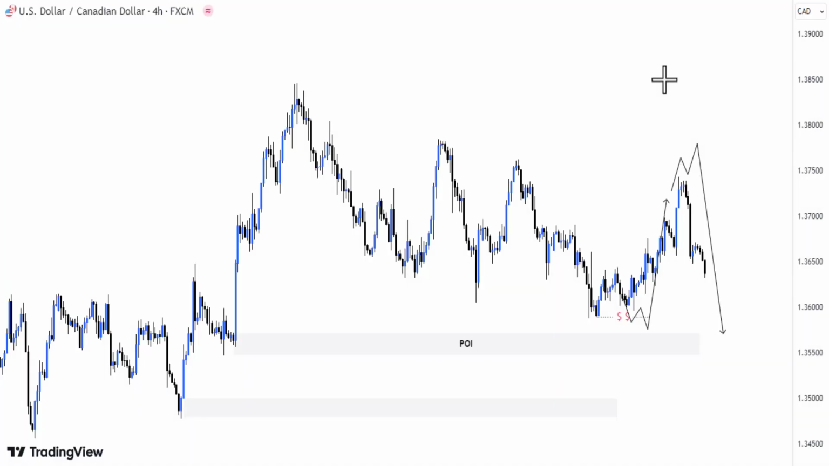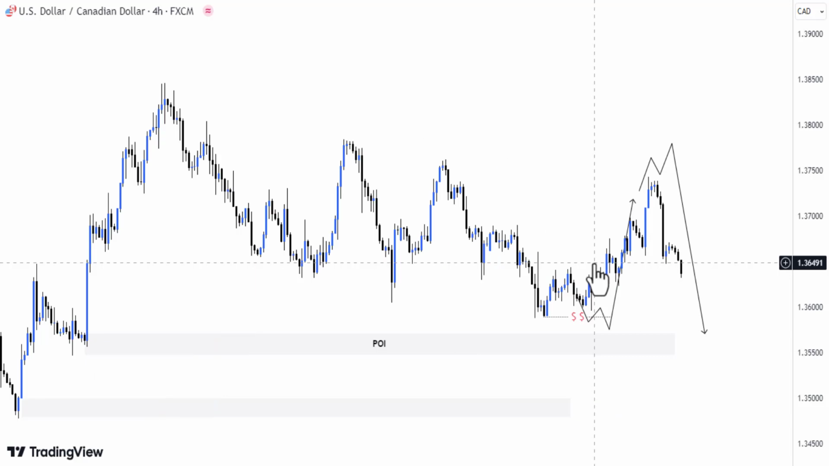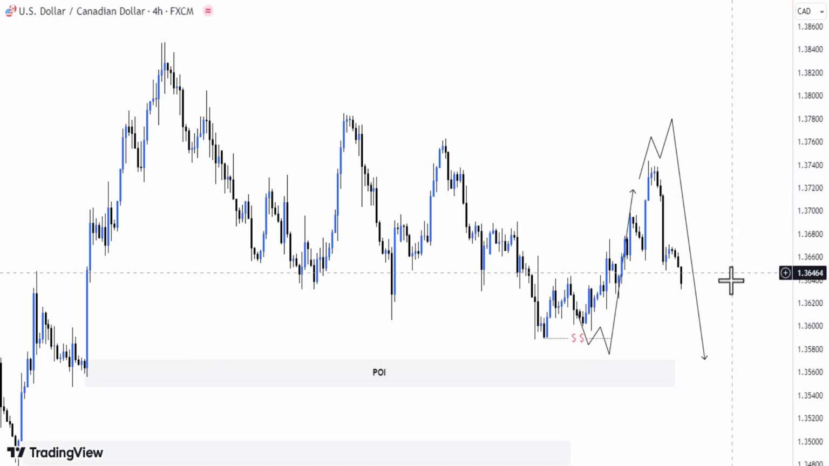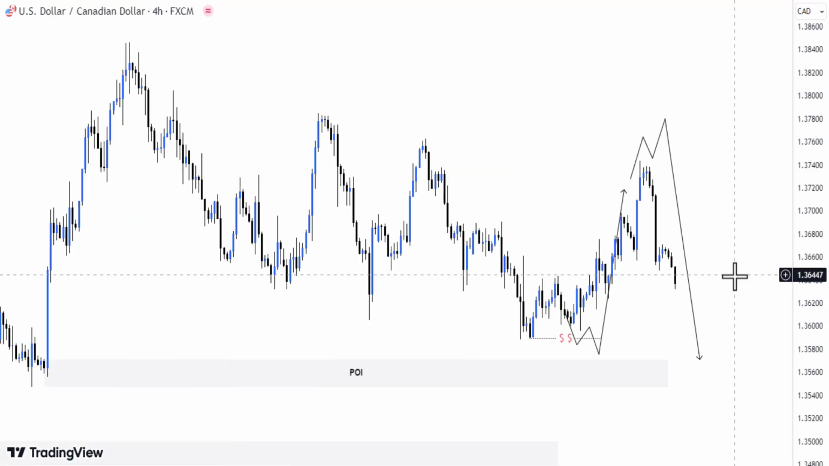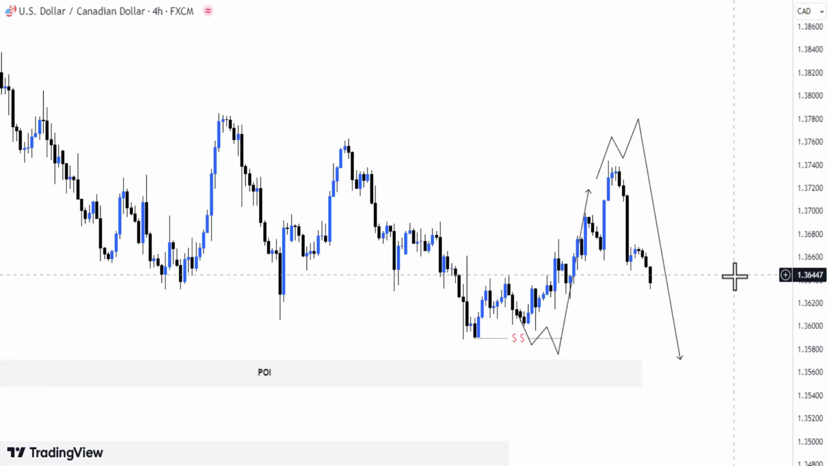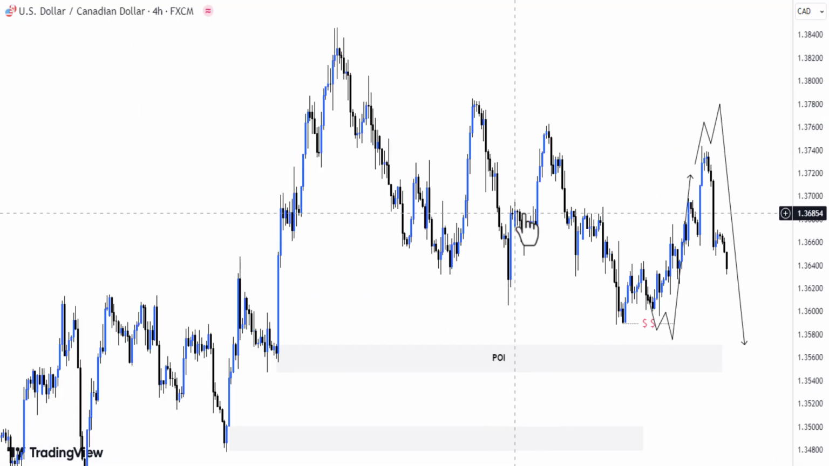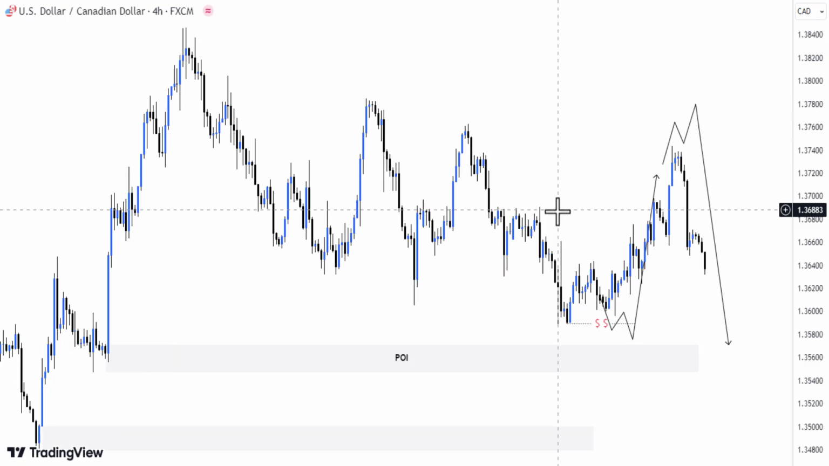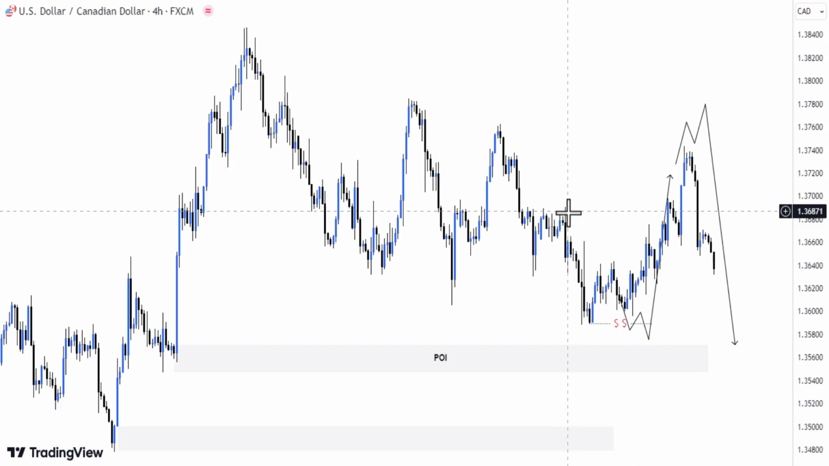Fast forward to May 27th, and this is how the trade played out. The price followed our predicted path, reacting to the POI with a significant upward movement before reversing sharply towards our lower targets. This perfect bounce and subsequent drop highlighted the power of identifying POIs accurately.